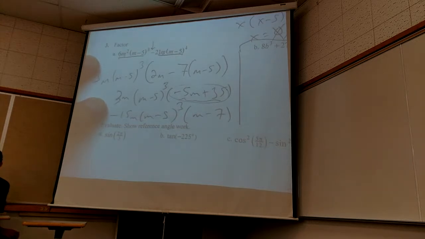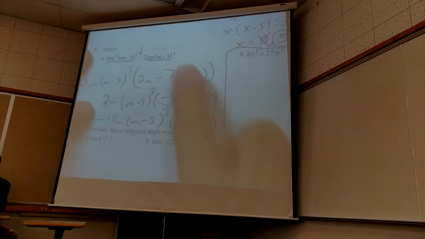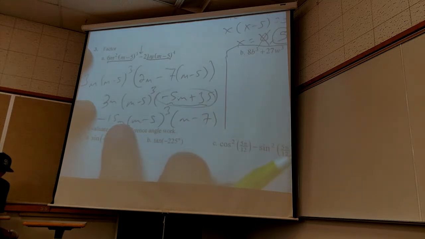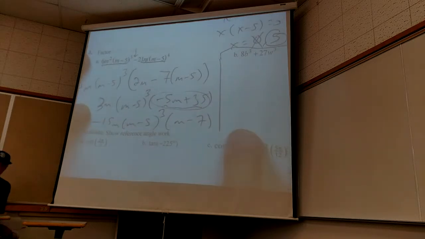So if I asked you, where is this expression equal to 0? For what values of m is it 0? What values of m make this 0? 7, 5, 0. Everybody always forgets about the portable dude there. If m is 0, this is obviously 0.